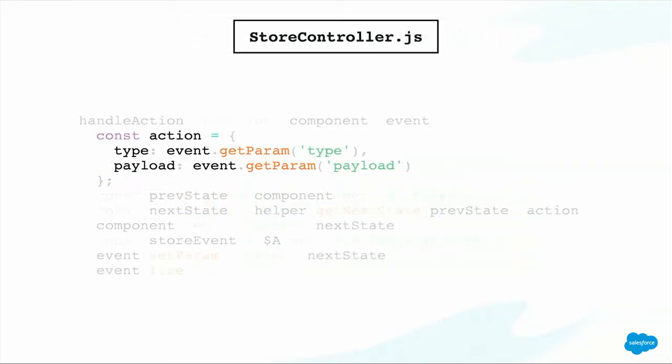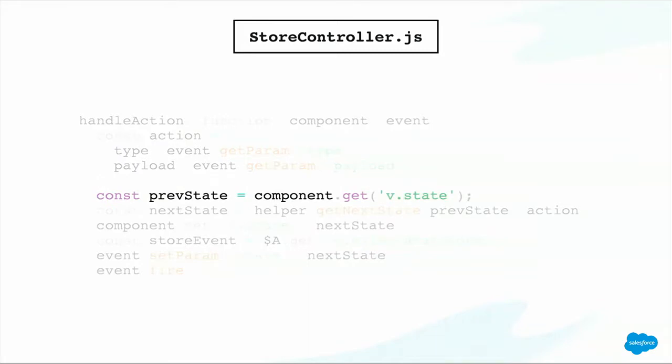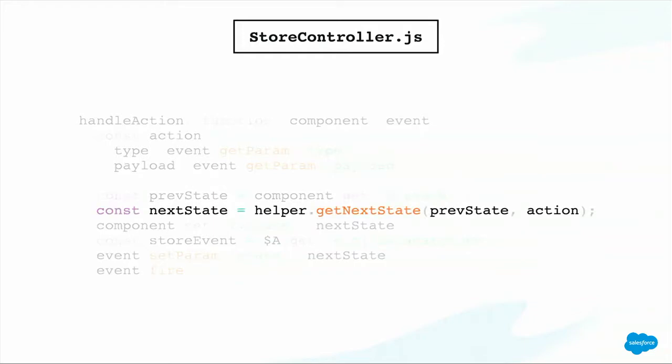The store is going to have this controller function called handle action. It's going to grab the type and the payload that the event created. Then we're going to get the previous state, by which I mean the entire state of our application before the user clicked the button. So all of our images, our users, our like counts, our comments, everything that we knew about before they clicked the button. Then we're going to get the next state. What is this state going to look like after the user clicks the button? To do that, we're going to call a function in our helper, and we're going to pass it the previous state along with the action.